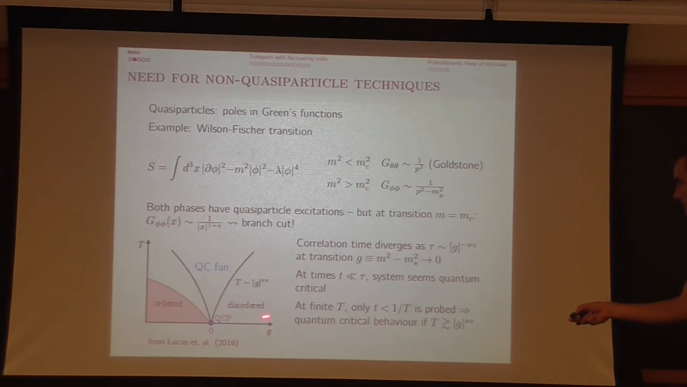So here I have some phase diagram. This is g, my coupling. Here I have a quantum phase transition. This is the quantum critical fan that exists. In the quantum critical fan, typically you can have some poles that reappear in Green's functions. We'll see hydrodynamic poles, for example. But it's definitely not obvious that you should think of them as quasi-particle poles. That's the approach I'm taking.